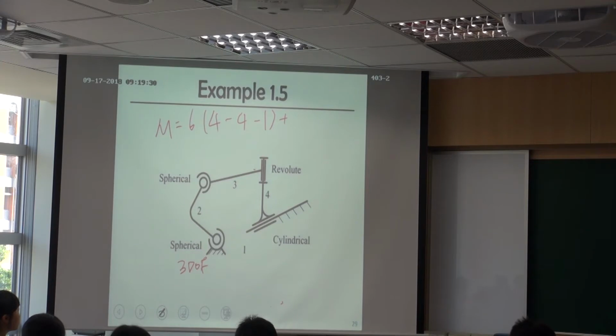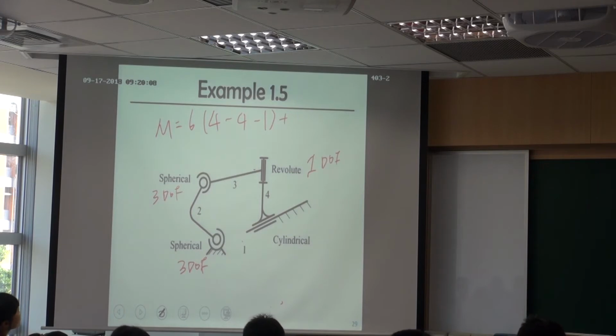And all the degrees of freedom are rotational motion. So 3 degrees of freedom. Also 3 degrees of freedom for this joint. And there's also a revolute joint. In both the 2D case or 3D case, a revolute joint always allows only 1 degree of freedom. You only allow the rotational motion along one single axis. So this revolute joint is 1 degree of freedom.